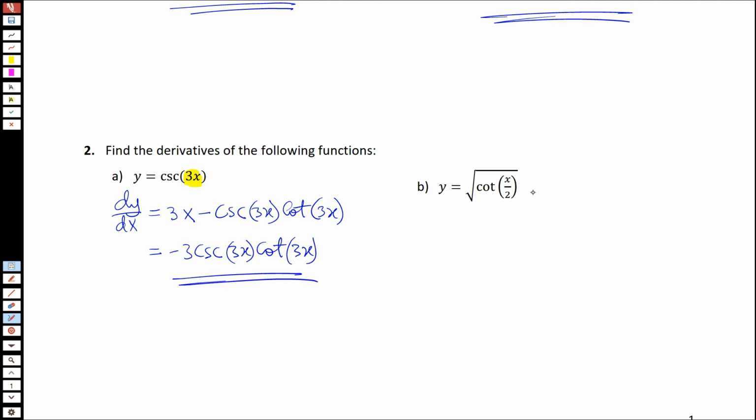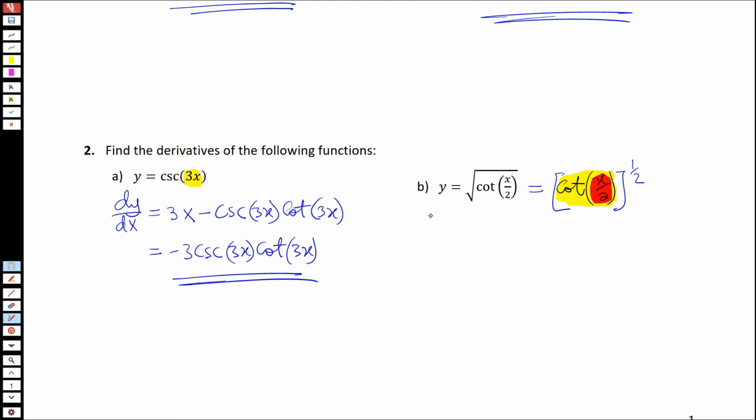Right, for 2b, we have the square root of cotangent of x over 2. So I'm going to rewrite this such that instead of having the square root, you can have something to the power half. So this can be written as cotangent of x over 2, to the power a half. Now here again, you can notice that we have a function inside another function. We have cotangent, and then we have x over 2. So what I plan to do here is to apply the chain rule twice.